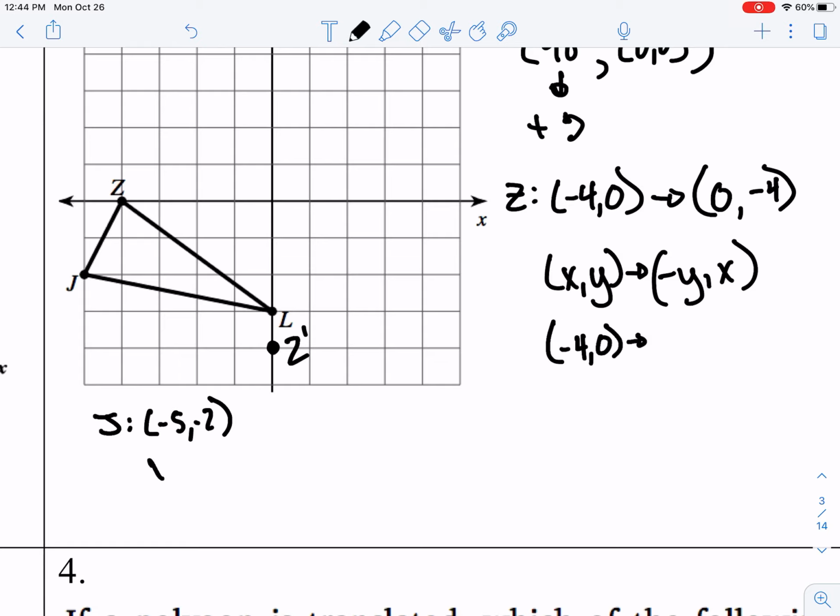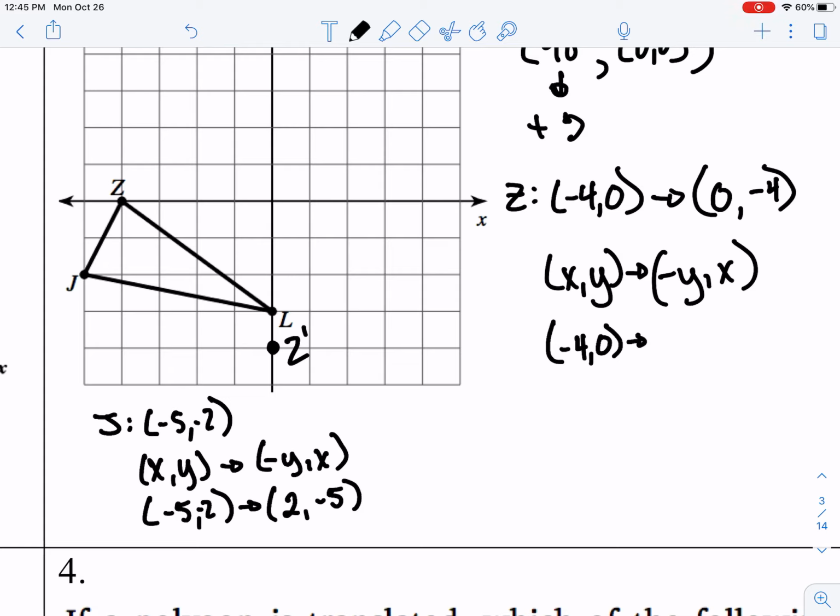Again, I want to take the point (x, y), swap their places, make y negative. Again, don't mess up on the sign. I don't know if you saw that. I'd almost left off the negative 2 there. But y value, make it negative or change the sign. So negative, negative 2 is positive 2. X stays the same. So over 2, down 5. And that'll be J prime.